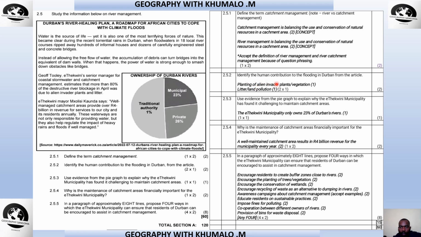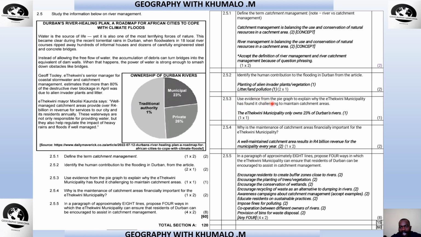2.5.2, identify the human contribution to the flooding in Durban from the article. So this one we have to take from the article. How are the humans contributing to flooding in Durban? The planting of alien invader plants or vegetation. They also litter, which leads to land pollution. That was the answer to 2.5.2.